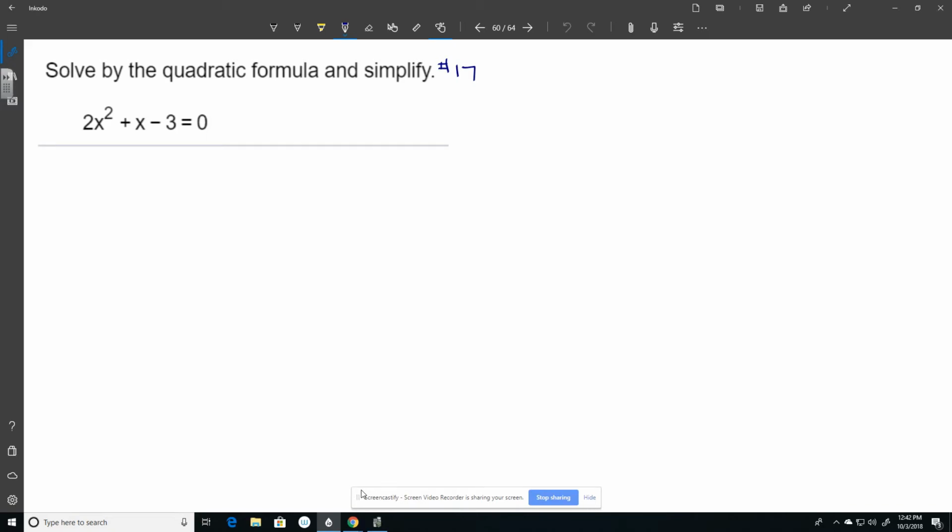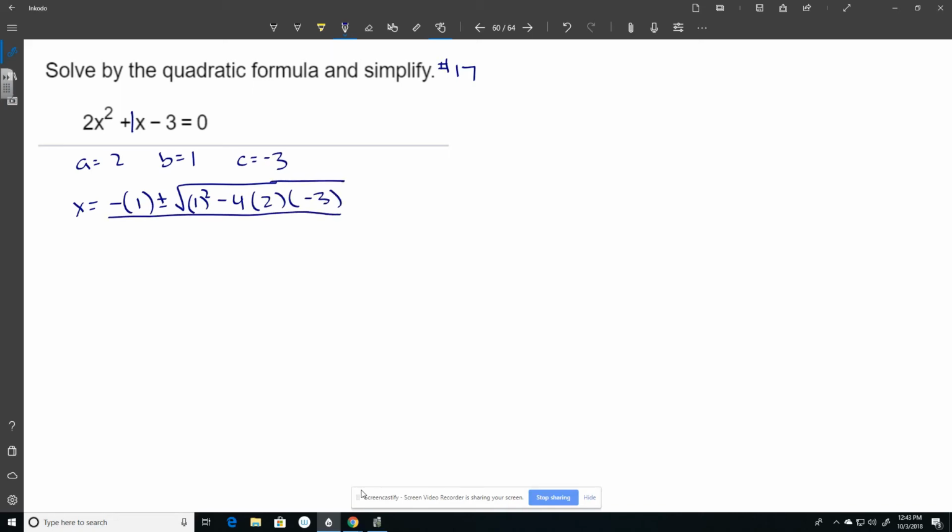Well, this one looks a little bit nicer with the numbers. A equals 2. B equals, there's nothing in front of this x, but there is a 1. We just don't write it. So B equals 1 and C equals -3. So x equals -b, which is 1, plus minus square root b squared, which is 1 squared minus 4 times a, which is 2, times c, which is -3. All of that divided by 2 times a, which is 2.